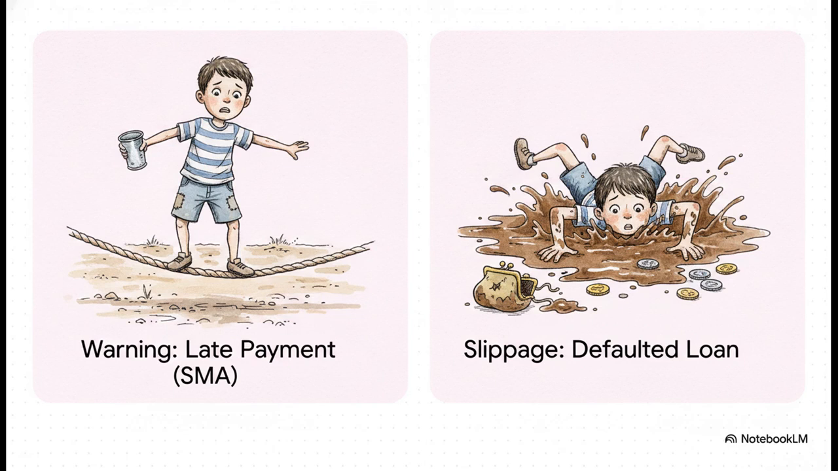Let's go back to the lemonade stand. Imagine a kid who bought lemonade on credit is a few days late paying you back. Now, they haven't run off yet, but you know that bad feeling in your tummy? That wobbling kid is an SMA, a special mention account. It is the bank's early watch list. But then comes slippage. This is the exact moment one of those wobbling kids suddenly slips into the bad pile. It's the active transition of a performing loan officially turning bad.